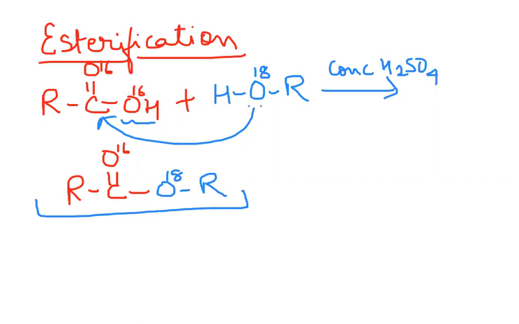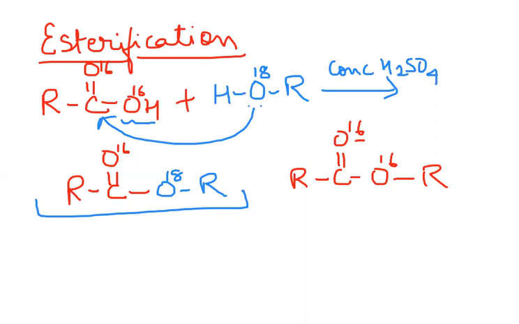Now in the multiple choice questions, they can give you compounds like this: R, C double bond O16, then O16, and then an R. Or they will make both of them 18. Or the carbonyl oxygen can be made 18 and this one can be made 16. So you have to be careful. Look at the reagents, the oxygen of the alcoholic group.